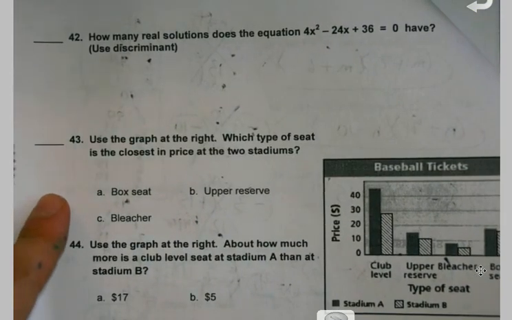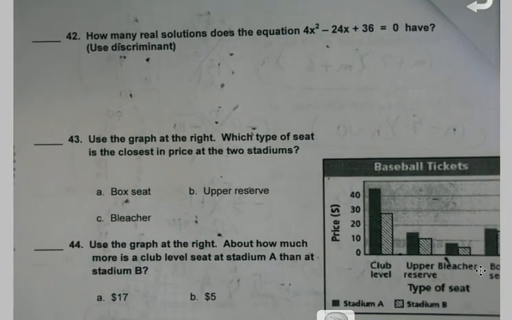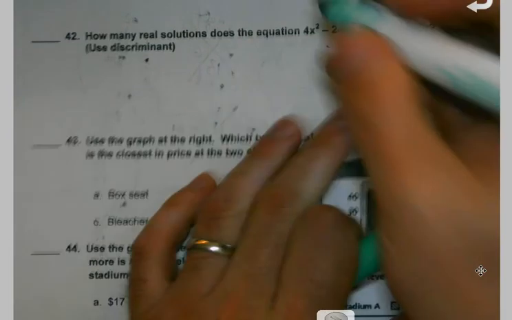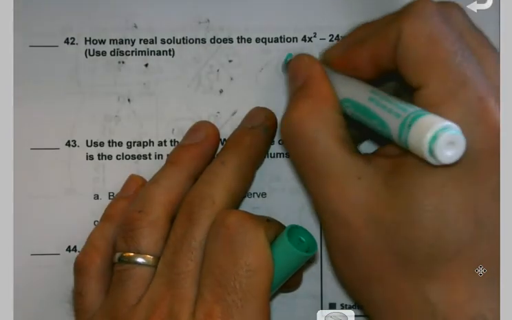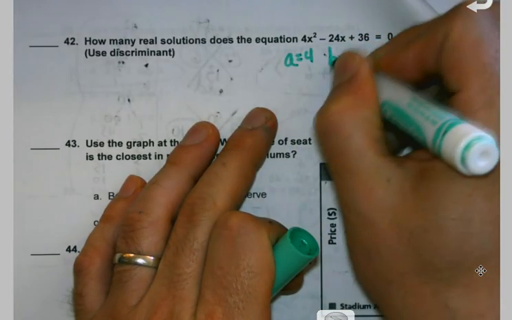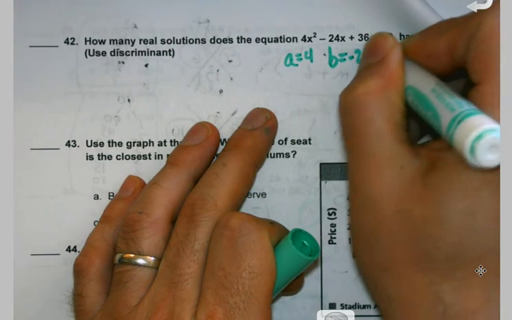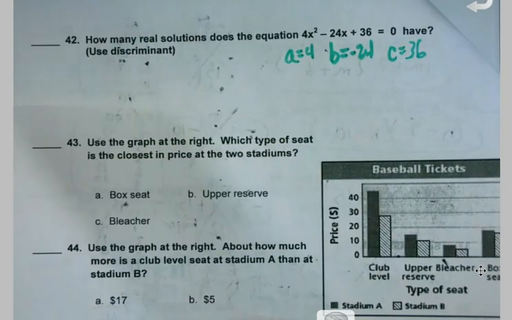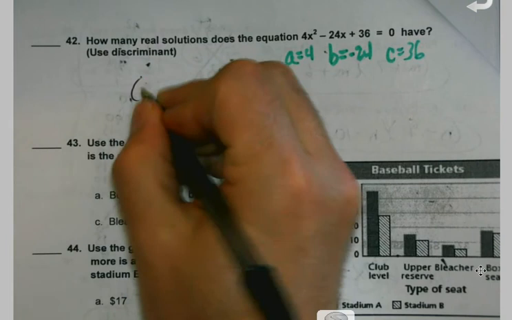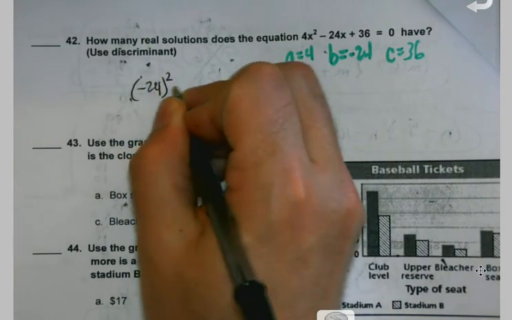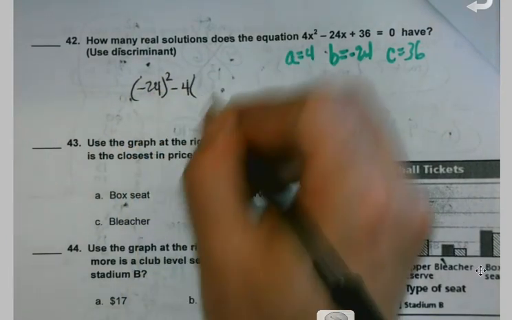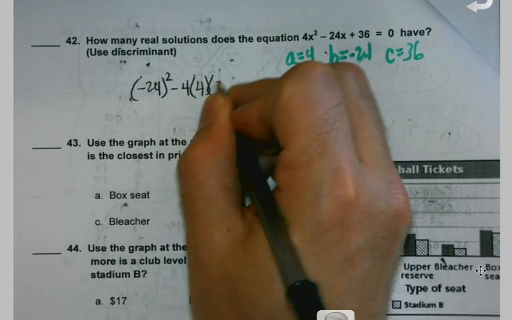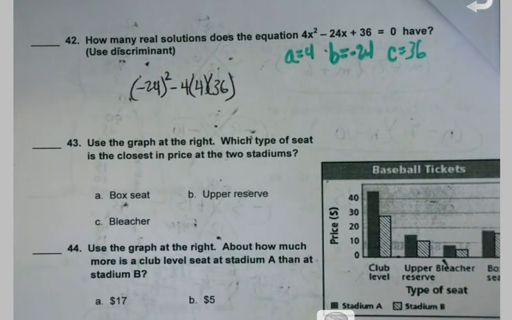42. How many solutions does this equation have? Okay, use the discriminant. So we're going to do the same thing we did on the last one, except there's going to be one more part this time. So again, we're going to do b squared minus 4ac. Okay, let's see what we get here.